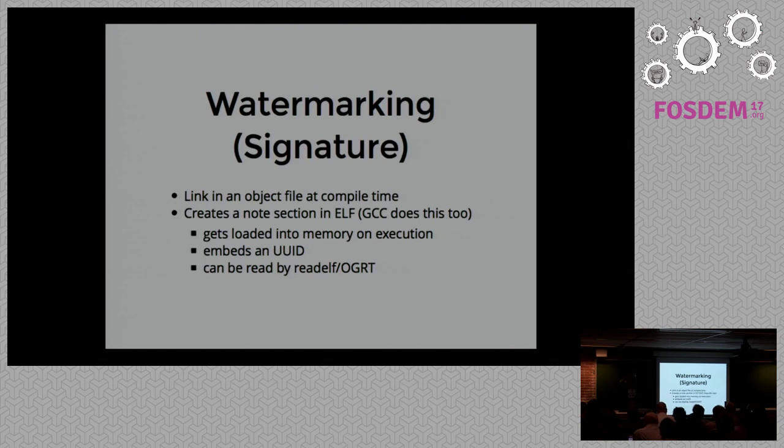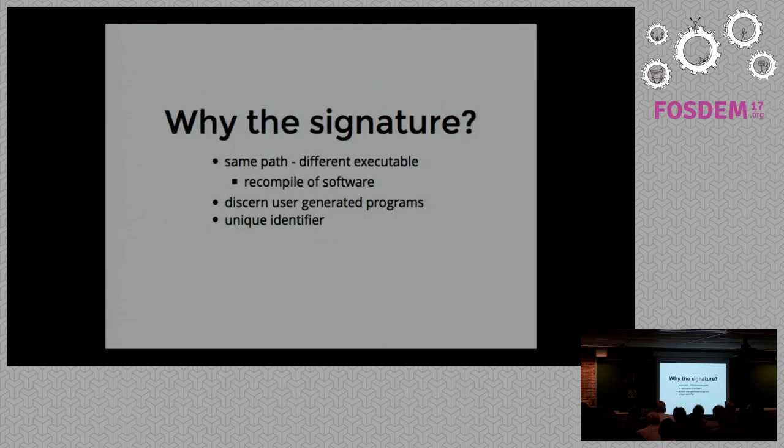So we talked a bit about this watermarking. What it does exactly is you have an EasyBuild file that gets executed, and it embeds a UID into a section of the binary. That is done by GCC as well and by the binutils. And what's interesting about this, if you embed this section into the binary, it gets loaded on execution. So it's in memory. You don't need to go to disk.